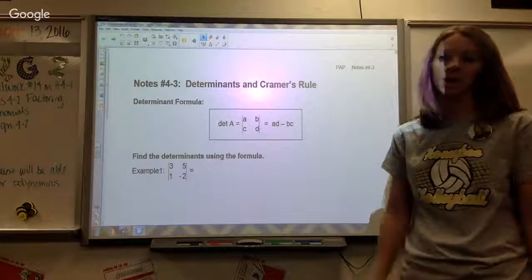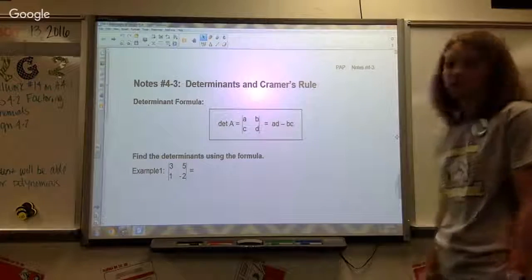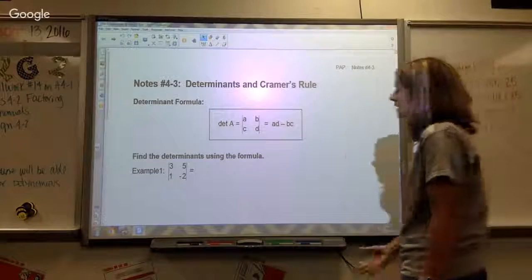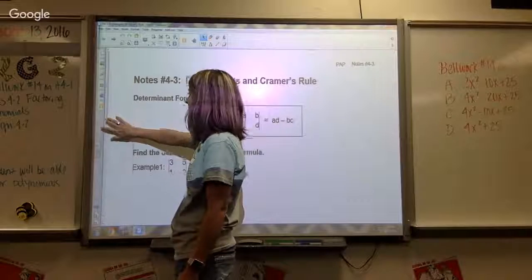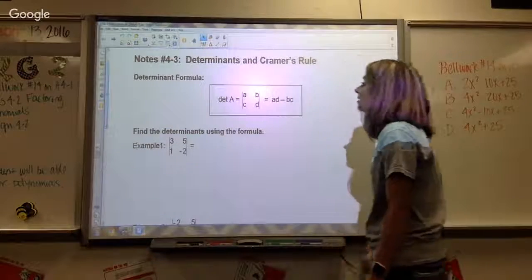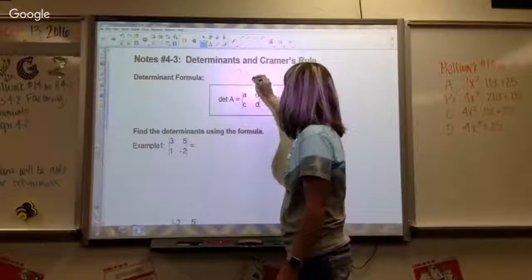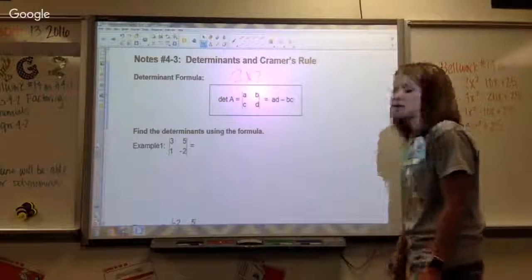Okay, so today we're going to be learning how to use matrices to solve a system of equations. The thing that we will need to know how to do is to find the determinant of a matrix. So for a 2 by 2 matrix, there is a formula for finding the determinant.